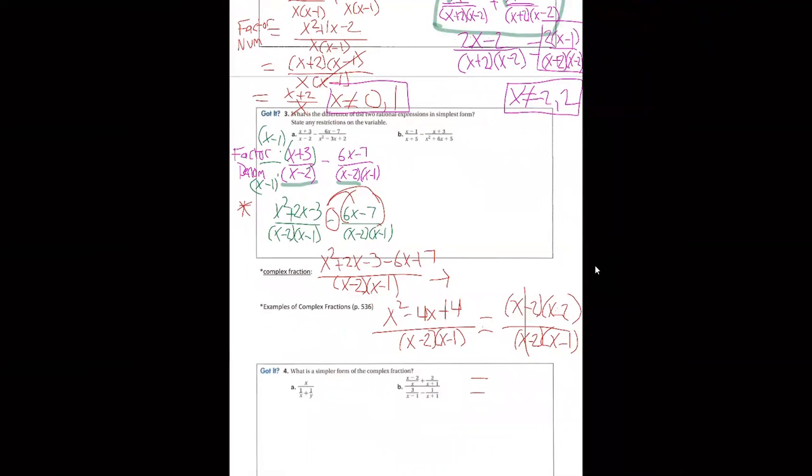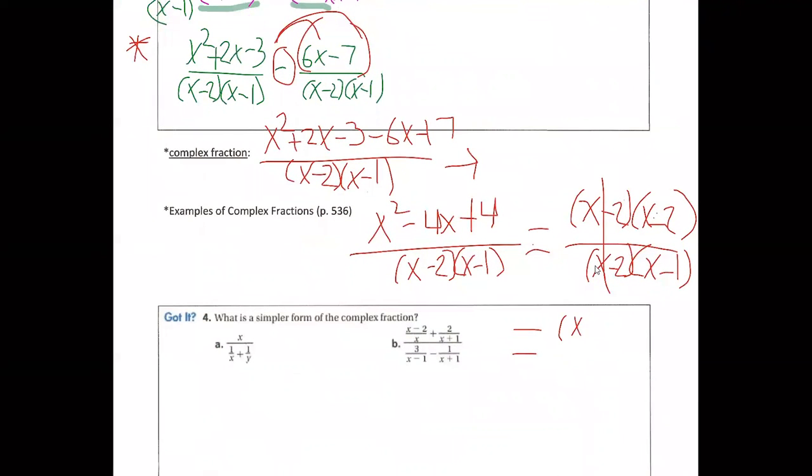But this would be your final answer. And you couldn't have had a positive 2 in your bottom, because that would have been a problem with your whole expression. And you also can't have 1, because that would give you a vertical asymptote. So 2 and 1 you couldn't plug into this function because the denominator would be equal to 0. Everything else would be fine.